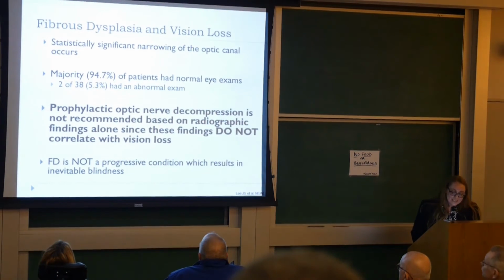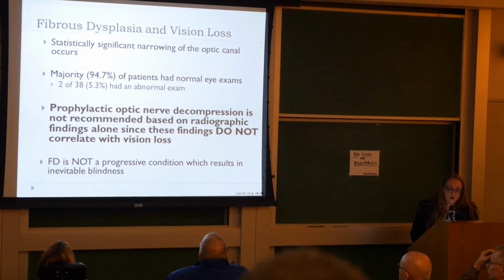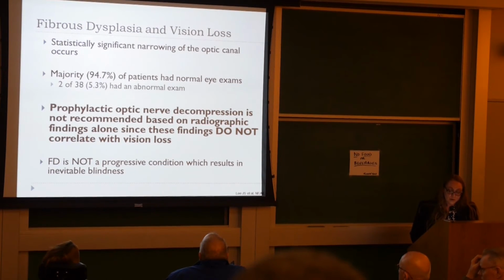So we see statistically significant narrowing of the optic canal, but the majority of patients who have been studied in the NIH cohort had normal eye exams. So therefore, it was noted that prophylactic optic nerve compression was not recommended based on the radiographic findings alone, since these did not correlate with vision loss.